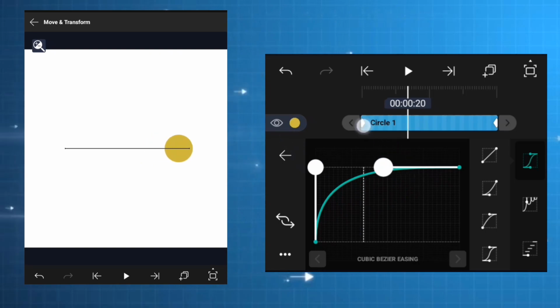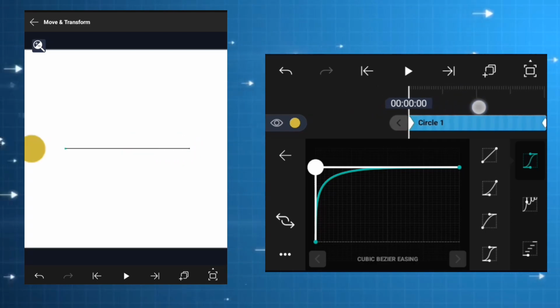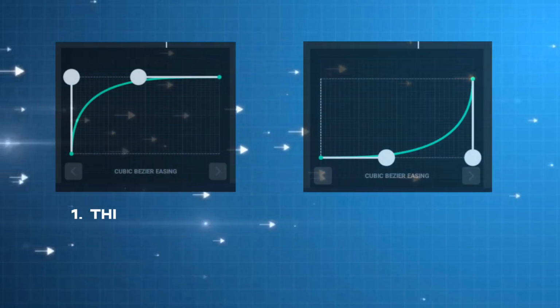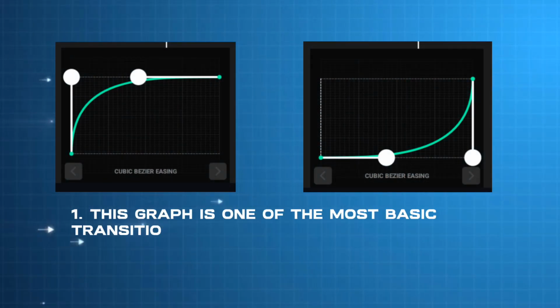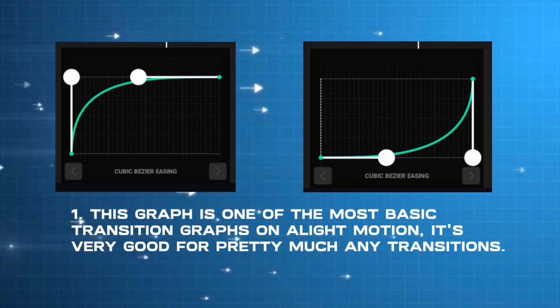Before adding graphs, you have to know, there are so many types of graphs. Let's see the types of graphs. Number 1. This graph is one of the most basic transition graphs on Alight Motion. It's very good for pretty much any transitions.